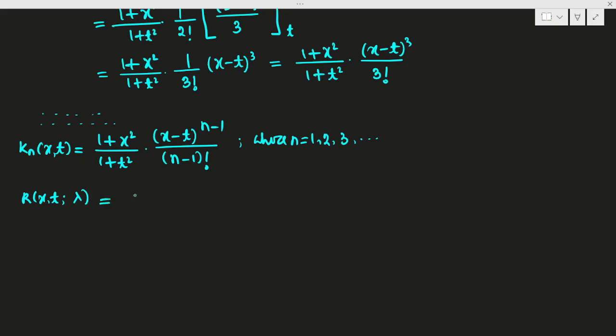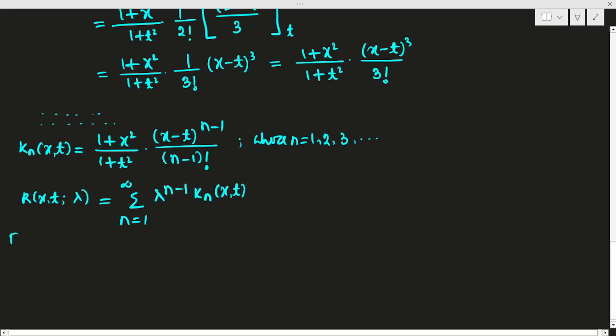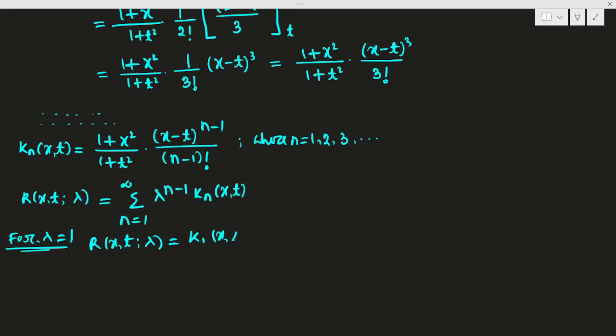we can calculate the resolvent kernel as summation over n equals to 1 to infinity lambda to the power n minus 1 kn(x,t). So now if we expand the right hand side for lambda is equal to 1, we get R(x,t;lambda) equals k1(x,t) plus k2(x,t) plus k3(x,t) plus this way.